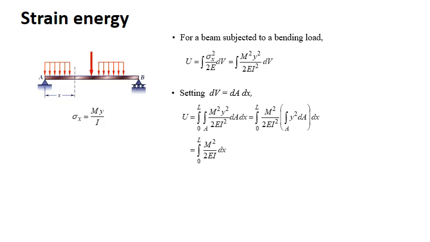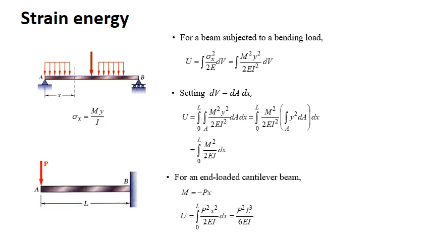Recast this. Take out the integral over the area of y square dA separately. That is actually the moment of inertia I. So one term I in the numerator and I square in the denominator will cancel out. So we'll get the integral from 0 to L of M square by 2EI dx. This is the general expression for strain energy in bending: U is equal to the integral from 0 to L of M square by 2EI dx.